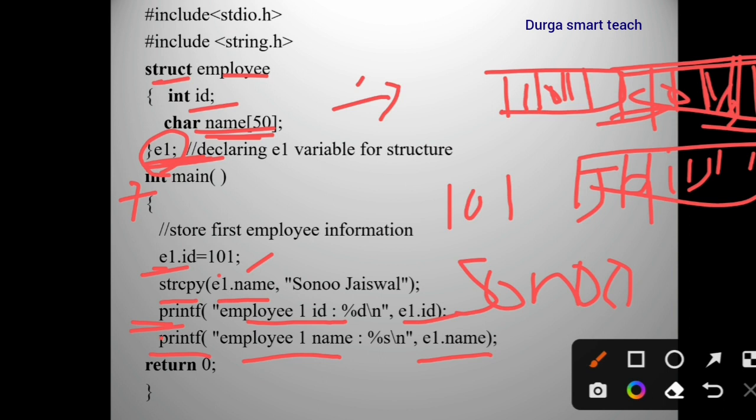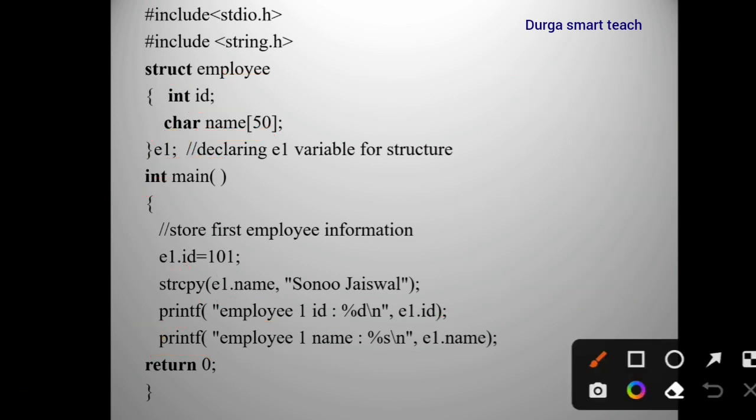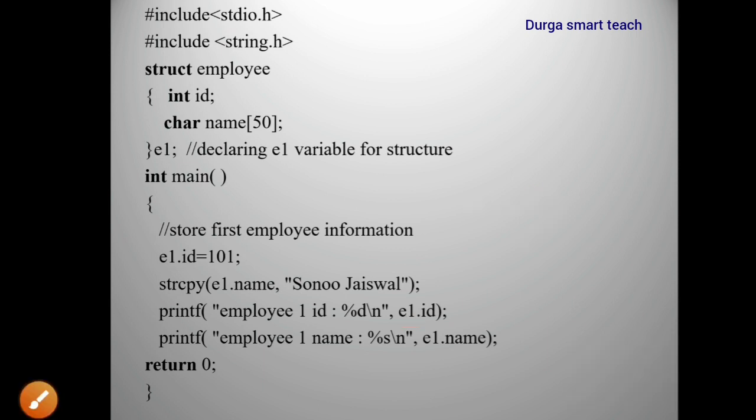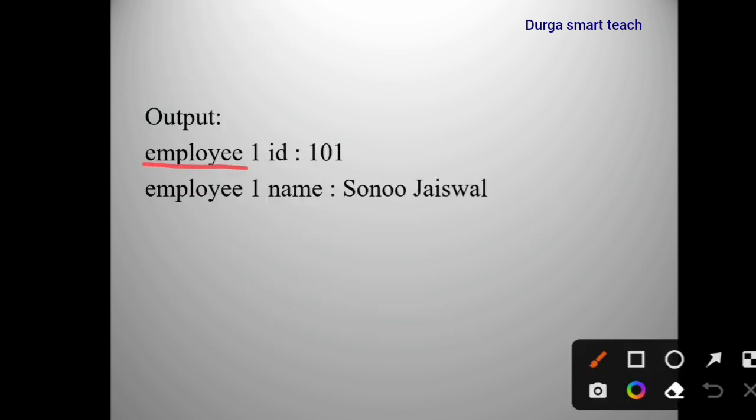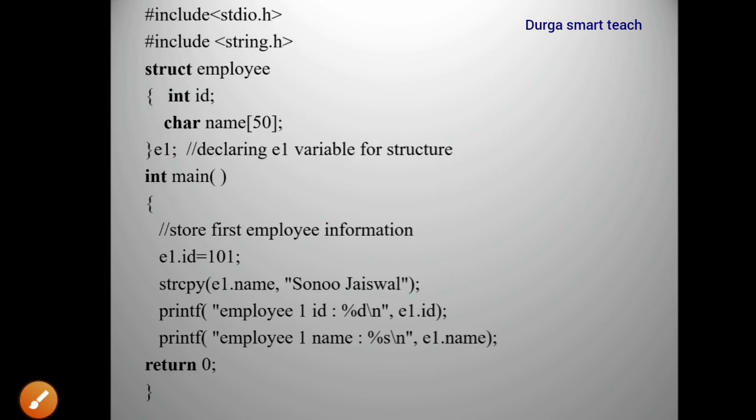So in this way you can access the members of structures by using the dot operator. In the place of the dot operator, you can use the pointer operator also to access the members of structures. Okay, so let's see the result. Here employee1 id is 101, employee1 name is Sonu Jaiswal. So in this way the data will be displayed.